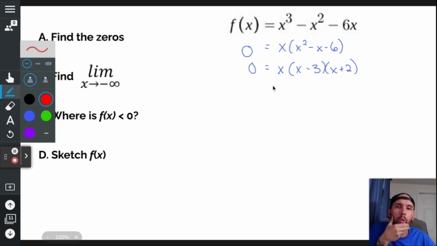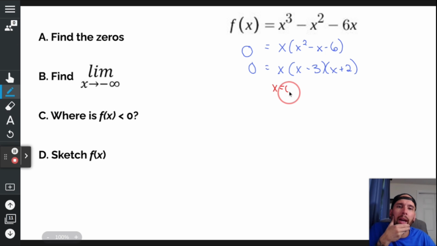So set each equal to 0. x is equal to 0. x minus 3 is equal to 0 just means I have another one that is 3, because there's no number attached. Don't overthink it. And x plus 2, since there's no number attached, it's the opposite, so it's -2. So my three zeros in this case are x equals 0, 3, and -2, in no particular order.